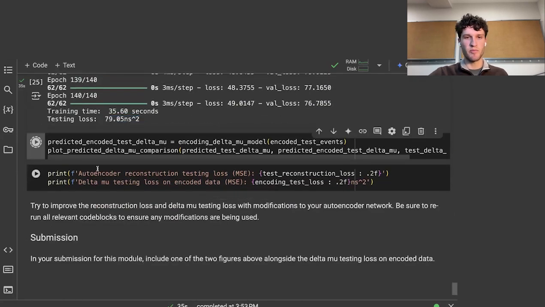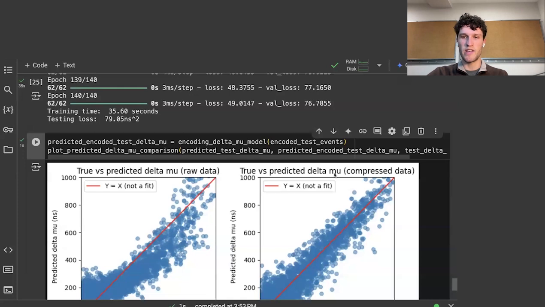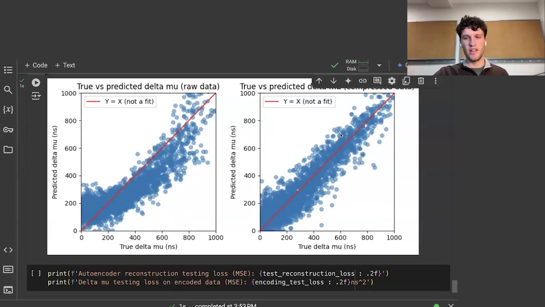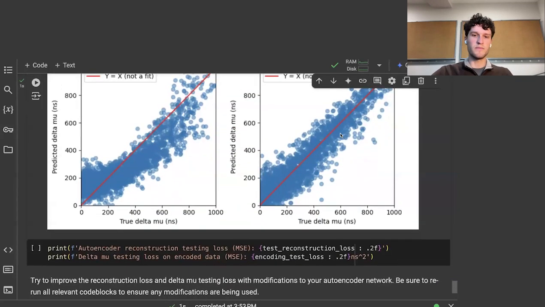We can plot again what this comparison looks like on our scatter plot. And now we have a pretty strong fit to this true delta mu equals predicted delta mu line with the same amount of training time, actually less training time, and a smaller model.